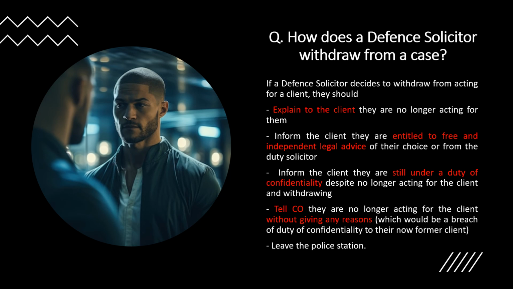Question: how does a defence solicitor withdraw from a case? If a defence solicitor decides to withdraw from acting for a client, they should explain to the client they are no longer acting for them, inform the client they are entitled to free and independent legal advice of their choice or from the duty solicitor, inform the client they are still under a duty of confidentiality despite no longer acting for the client and withdrawing, and then tell the custody officer that they are no longer acting for the client without giving any reasons, which would be a breach of duty of confidentiality to their now former client, and then they must leave the police station.